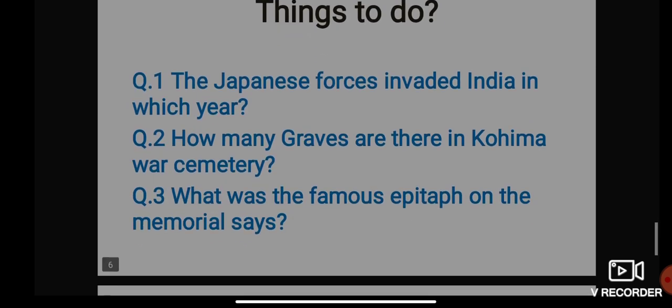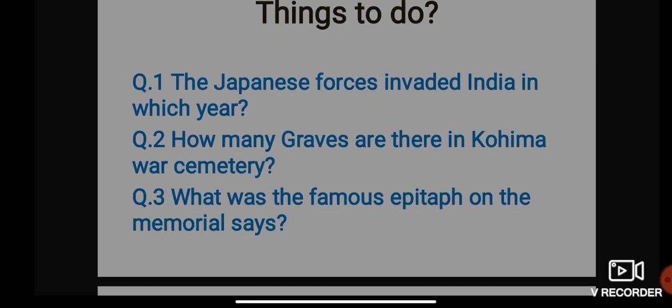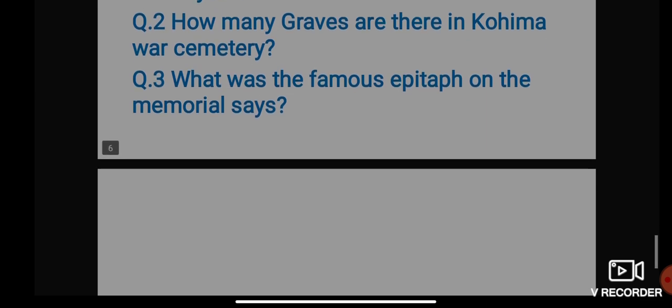Now, things to do. Question number 1: the Japanese forces invaded India in which year? Question number 2: how many graves are there in Kohima War Cemetery? Question number 3: what does the famous epitaph on the memorial say? Very simple. You have to do this in your notebook.